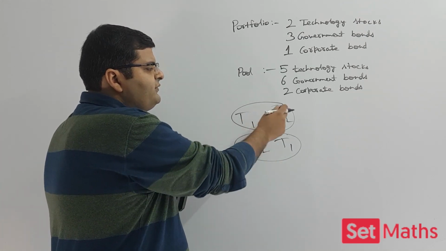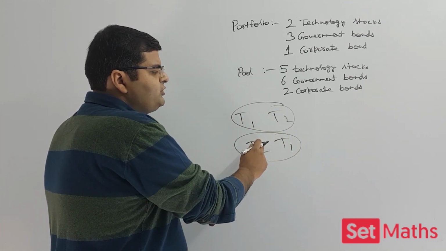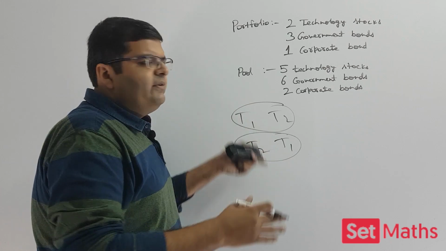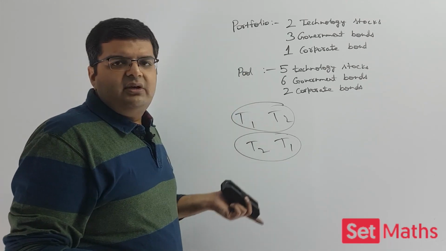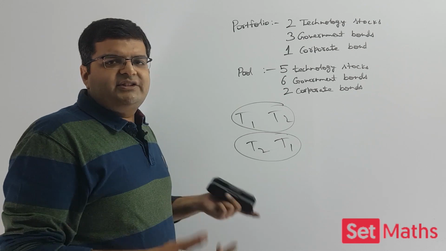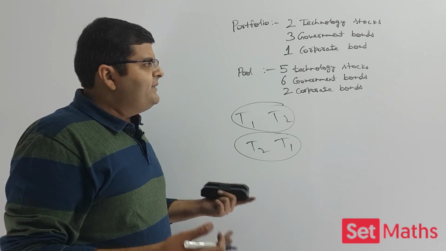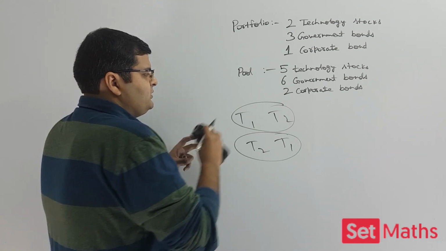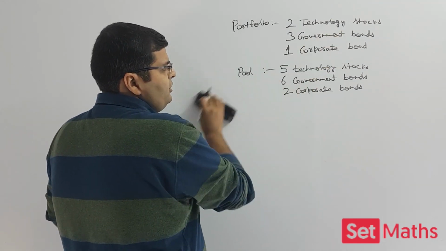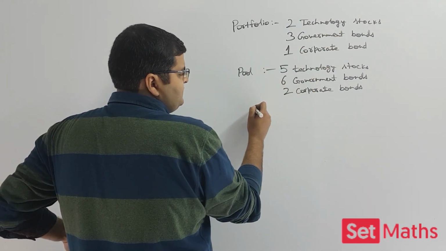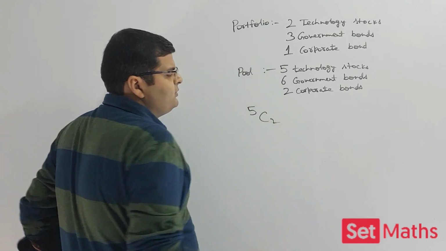If I choose T1 first and T2 later, or if I choose T2 first and T1 later, it will be there in the portfolio as T1 and T2 as 2 technology stocks. So order of selection doesn't matter. That means that this is a combination based question. So the number of ways to select 2 technology stocks from 5 technology stocks will be 5C2.